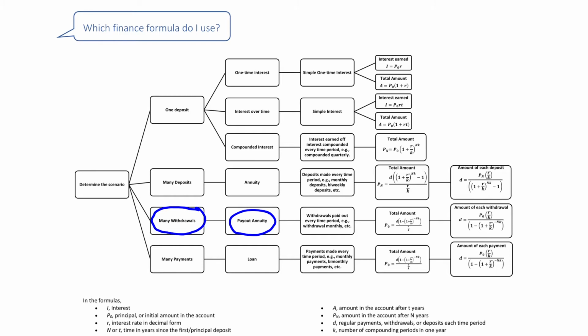And in that payout annuity, there are 2 formulas. 1 is total amount, and 2 is amount of each withdrawal. We specifically are looking for the amount in our account in order to be able to make those withdrawals. So the formula that we are going to zone in on is this one right here. We want to know what is the total amount in our account to make a certain number of withdrawals. So I'm going to copy that and put that into our problem.